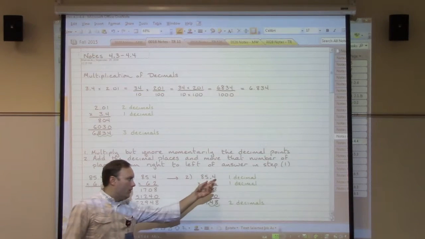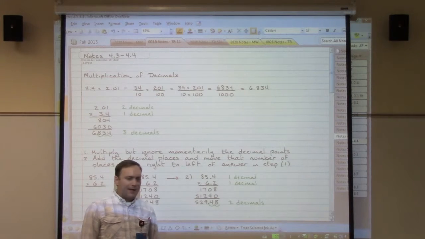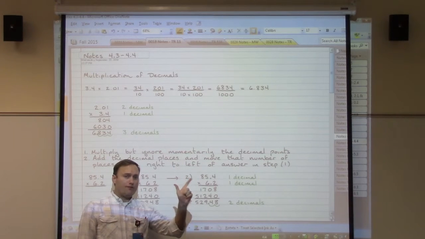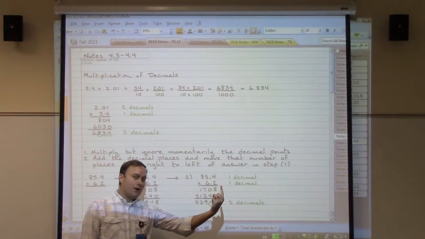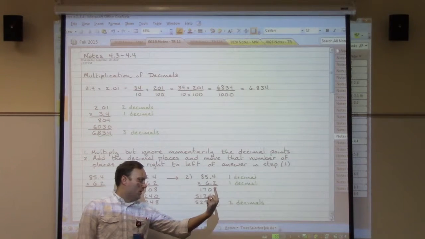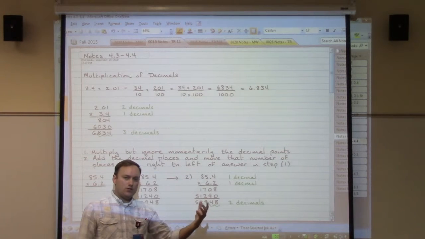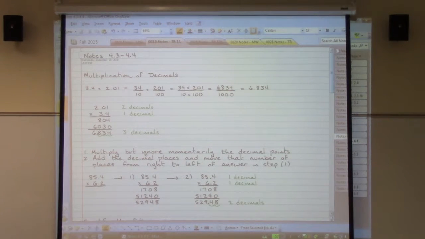So we go ahead and look at what's going on. The first number in our problem had one decimal place. The second number had one decimal place. One decimal place, one decimal place. So our final answer is going to have two decimal places, starting at the end of our answer, 1, 2. Fix our decimal point in that location, and we're done. So we'll do a couple examples of this together.